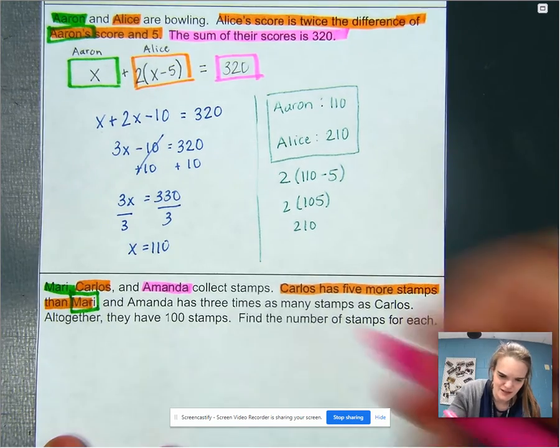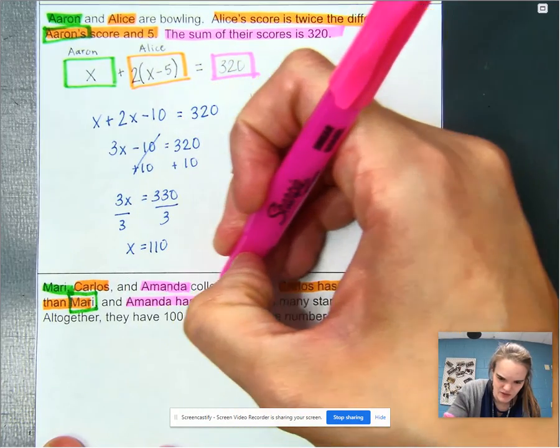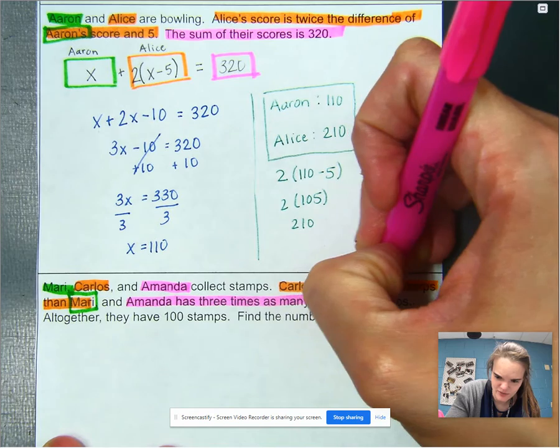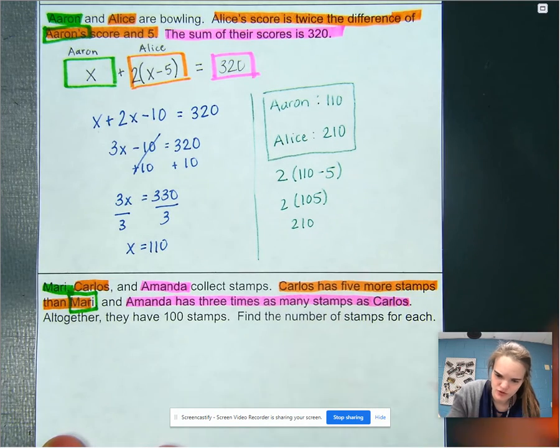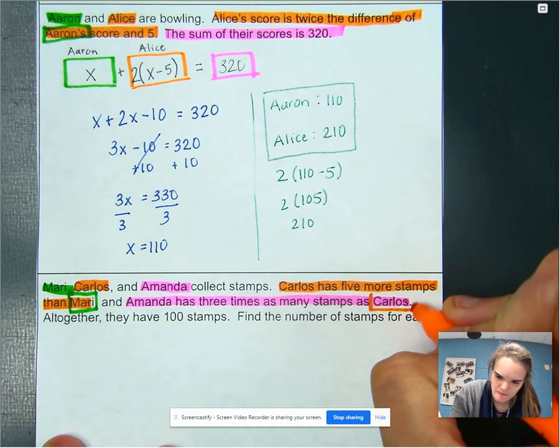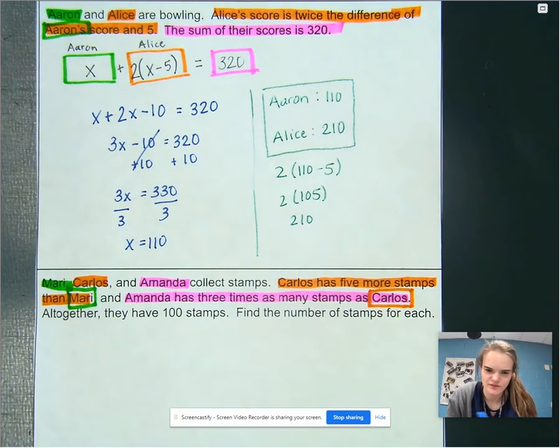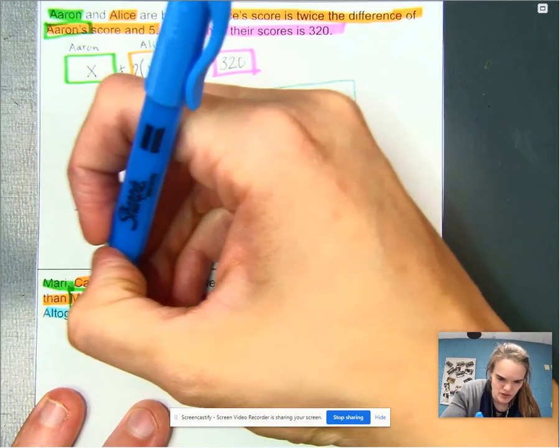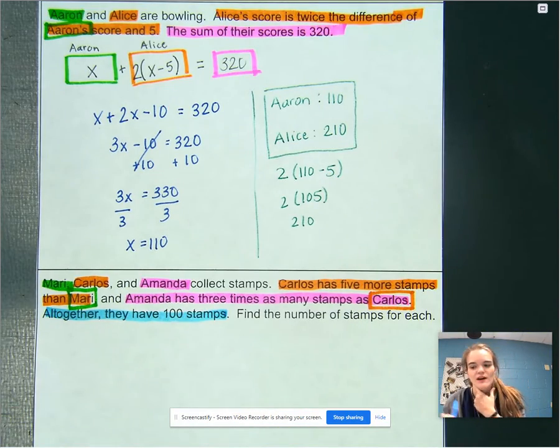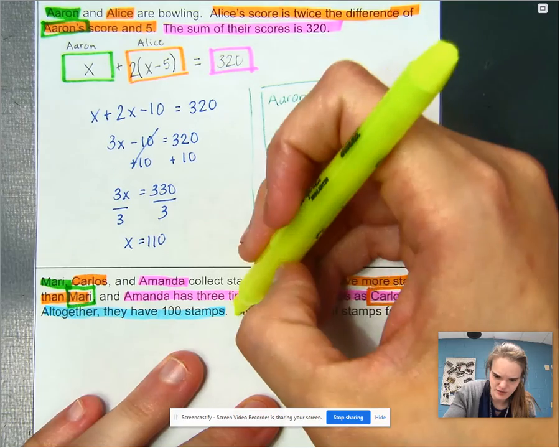And Amanda has 3 times as many stamps as Carlos. Here's Carlos's name. All together, they have 100 stamps. Find the number of stamps for each. We're going to highlight the question in yellow.